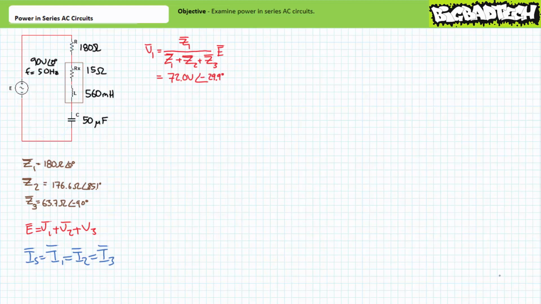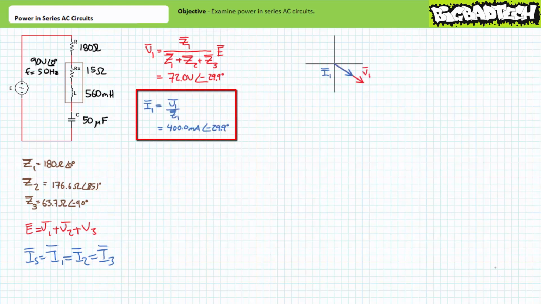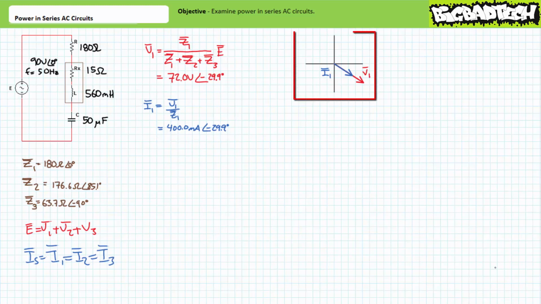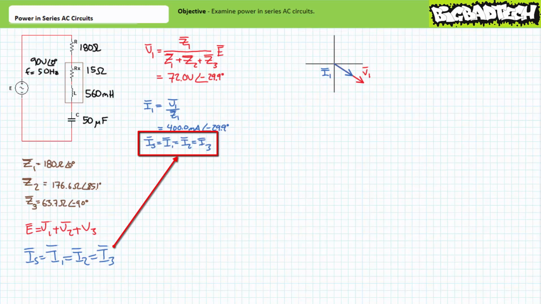There are several ways to obtain the desired figures. Again, perhaps the easiest and most direct means of doing so is through the use of the voltage divider rule. The voltage divider rule suggests that V1 equals 72.0 volts at an angle of negative 29.9 degrees. Ohm's law suggests that current through the first element is approximately 400 milliamperes at an angle of negative 29.9 degrees. The phasor diagram illustrates the current through the first element is perfectly in phase with the voltage across it. Given this is a series circuit, source current, current through element 2, and current through element 3 are also 400 milliamperes at an angle of negative 29.9 degrees.